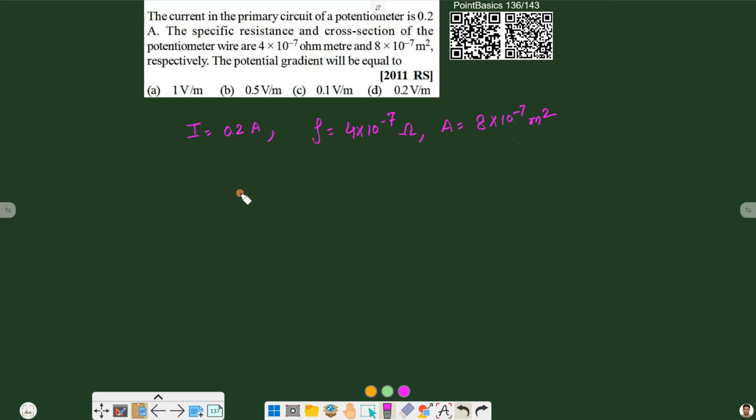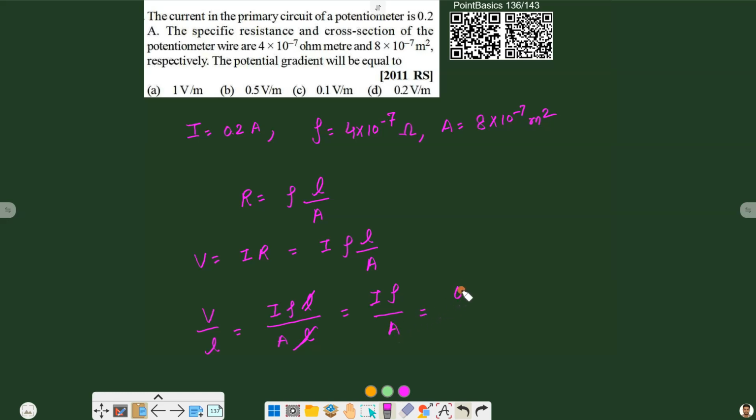So we know resistance R is equal to rho L by A. We can find out potential V, which is equal to IR, so it will be I times rho times L by A. Now potential gradient is potential per unit length, so it will be V by L, that is I rho L by A by L. L gets cancelled, so I rho by A.